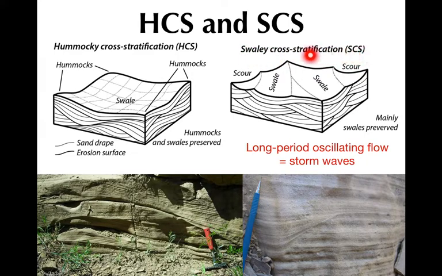Swaley cross stratification is basically the same thing, except swaley cross stratification would occur closer towards the beach and under conditions of more erosion and less deposition, so that instead of preserving both the hummocks and the depressions in between them called swales, you just preserve the swales. You no longer have that convex upward cross bedding that you have with HCS, and instead you get an erosional surface with sediment deposited inside that swale.